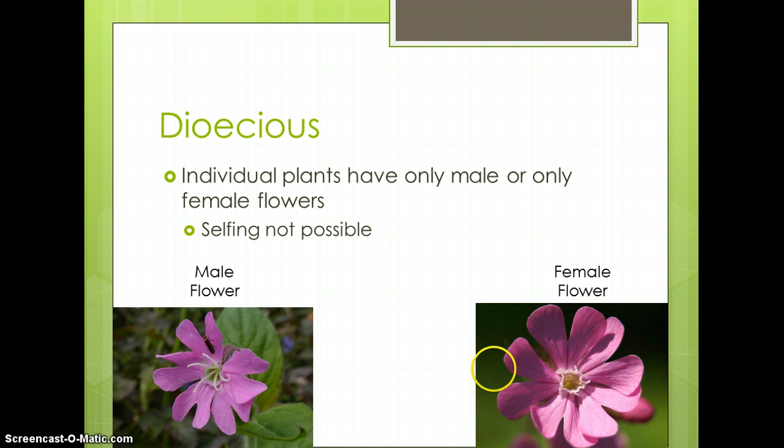Here we have the red campion as our example of a dioecious plant. So here's the male flower, and you can see the stamen coming out of it right here, which is clearly different than the carpel in this female flower.